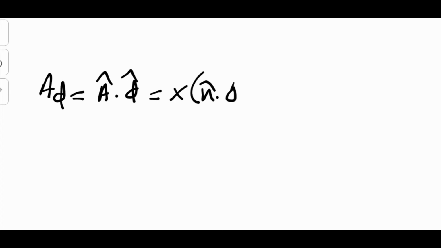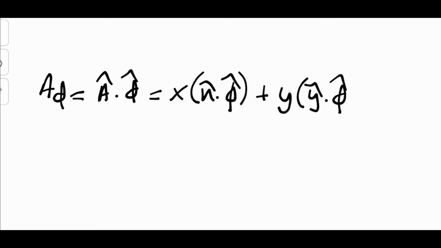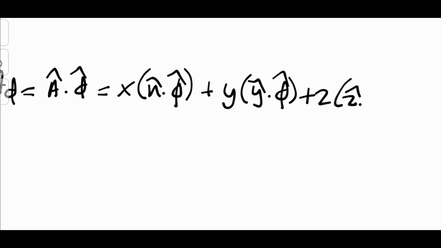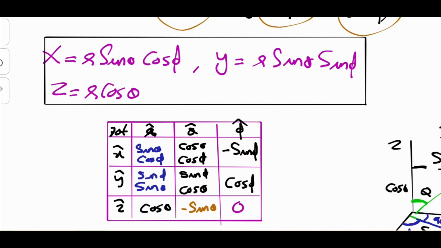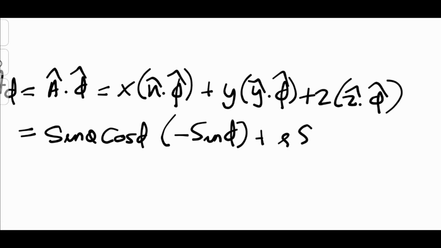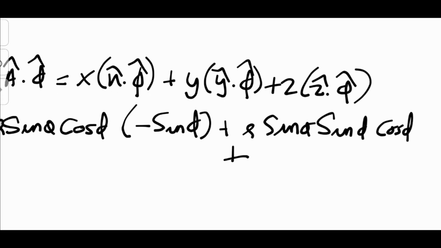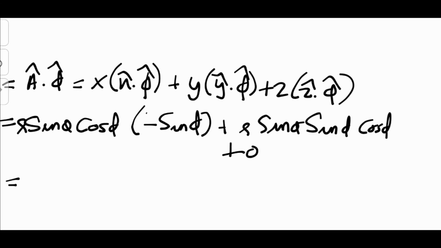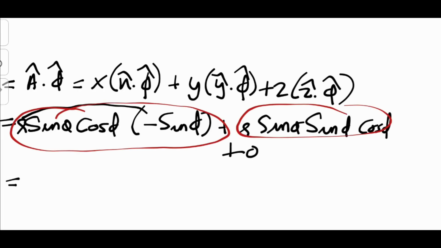Now let's look at a phi. So a phi will be a dot phi cap. So that will be x times x dot phi cap plus y times y dot phi cap plus z times z dot phi cap, right? So we can now look at what the values of this are. We already calculated that. So these are the values. Let's substitute them back in. So it will be r sine theta cos phi times minus sine phi plus r sine theta sine phi cos phi plus 0, right? So these components will cancel each other, so you get 0. So a phi is equal to 0.